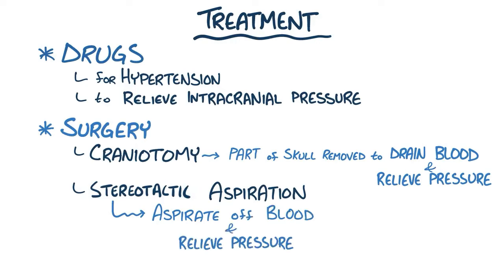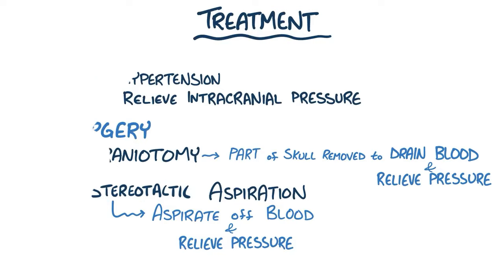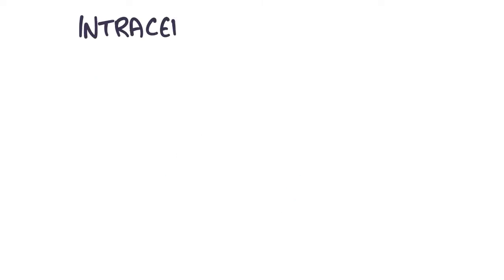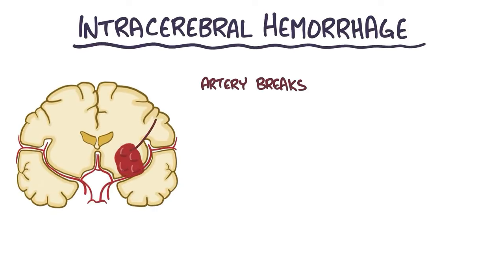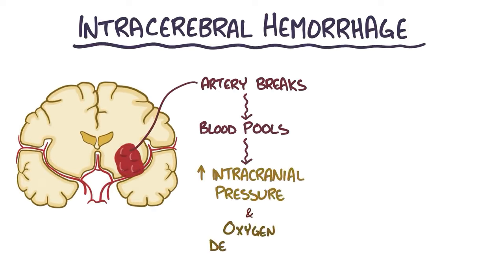Stereotactic aspiration is done under a CT scanner to help guide a needle to the exact spot where the blood needs to be drained. All right, as a quick recap, an intracerebral hemorrhage is a type of hemorrhagic stroke where an artery breaks within the cerebrum. The result is a pool of blood forms, which increases intracranial pressure, and downstream tissue gets deprived of oxygen-rich blood.